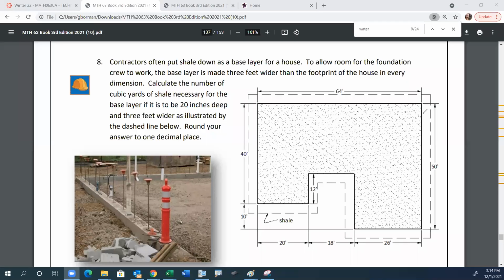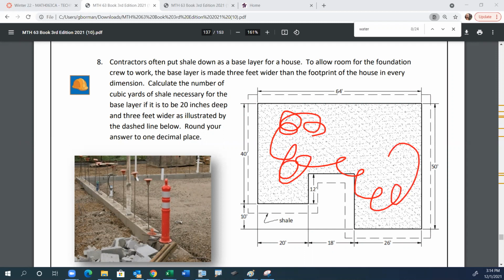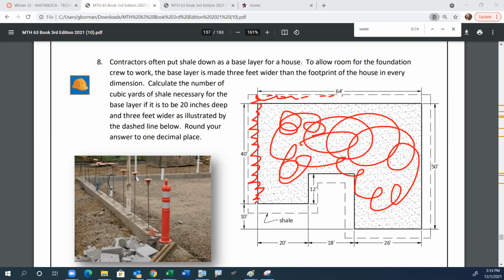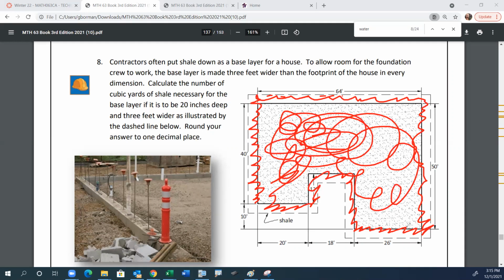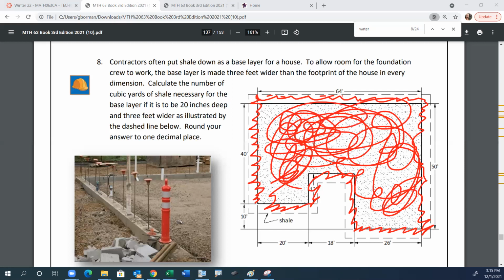All right, on this one, we've got the floor plan of a house, the shaded region. That's the house. But the dotted lines represent 3 feet away from the house, and you'll notice they completely surround the house. So we want to lay down a layer of shale so that when we're working around the foundation, it doesn't get eroded. We need to figure out how much shale to lay down, because it's going to be everything that I've shaded in.